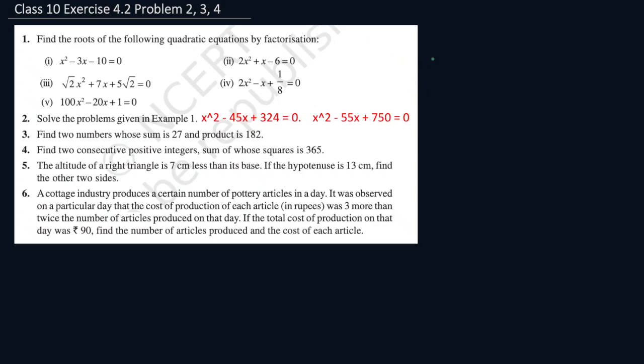In this lecture, we will solve problems 2, 3 and 4 of exercise 4.2 for class 10th. So our second problem is x square minus 45x plus 324 equals 0.